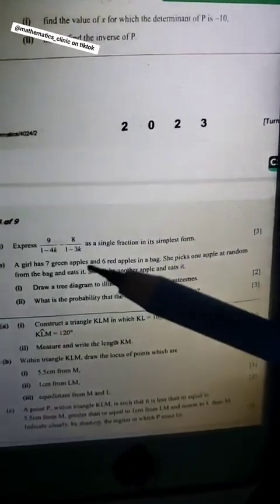7 green apples. Mvelan. Okay, come back. Let's start learning. Mvelan, come here.